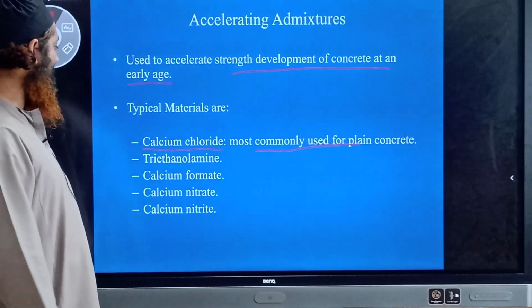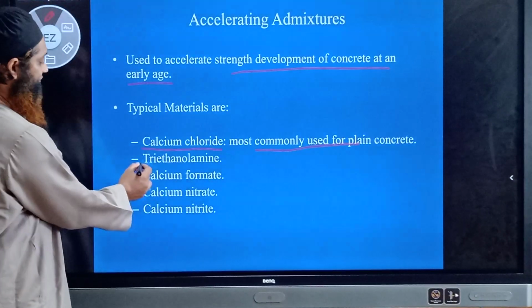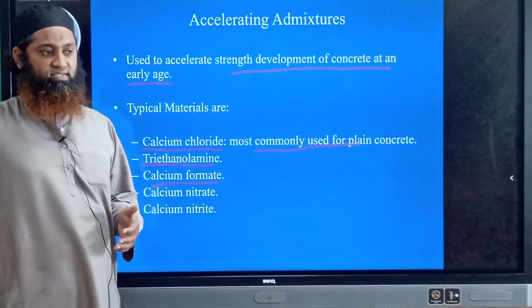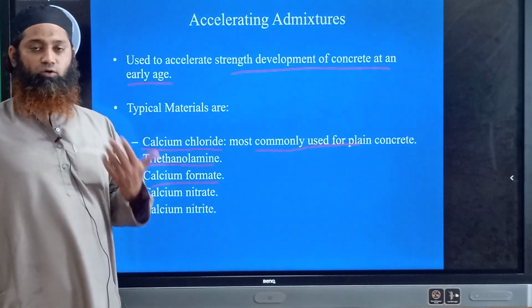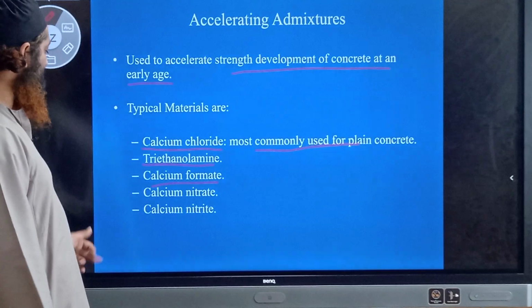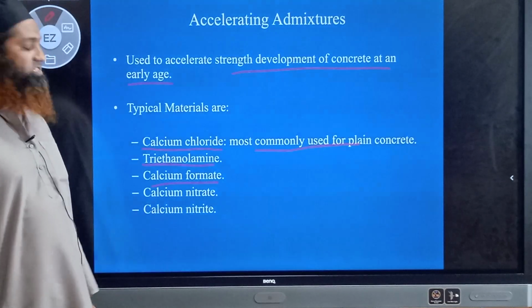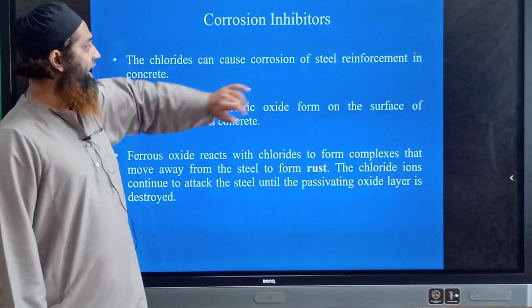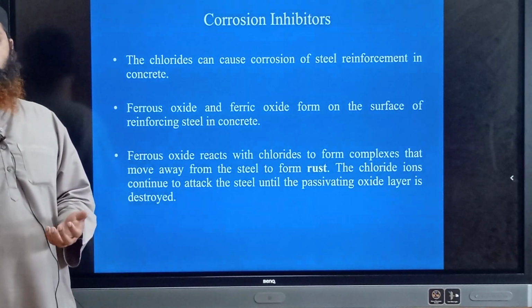There we have triethanolamine also. This is also used as an accelerating admixture, as well as calcium formate. Calcium formate also works very well as an accelerating admixture. The performance is very good, and the strength we gain after 28 days of curing is also increased because of using this type of admixture. Calcium nitrate is also used, and calcium nitrite is also used. All these are different chemicals used as accelerating admixtures under conditions where we want to accelerate the early setting of concrete, as well as achieve early strength of concrete.